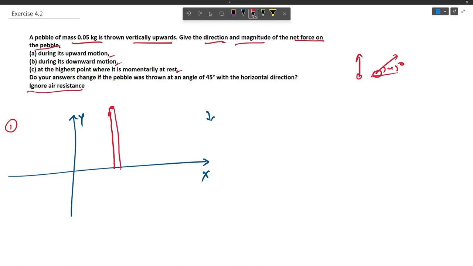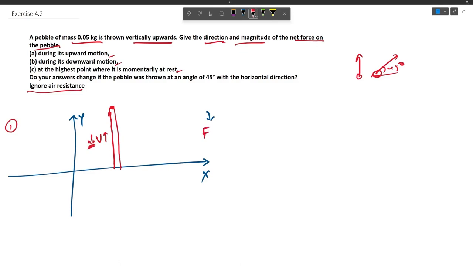While moving upwards, its velocity is decreasing, or we can say that it has negative acceleration. It also means that the acceleration is acting in the opposite direction of the velocity. So the velocity was in this direction, and the acceleration is in the downward direction. The acceleration is due to the force of gravity, which is always present, and that force of gravity is due to the mass.